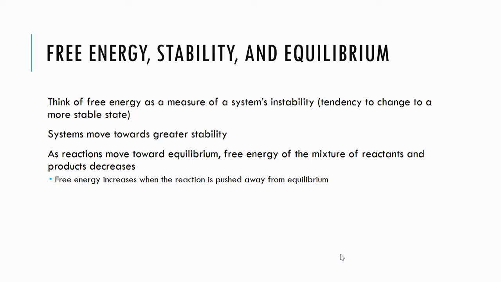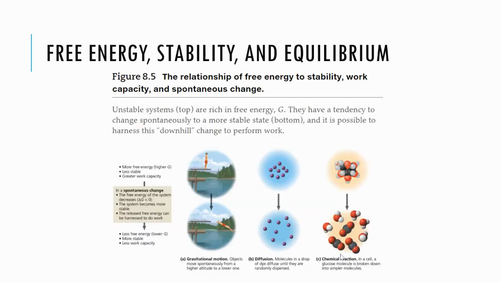Systems will move towards greater stability, and as reactions move towards equilibrium, free energy of the mixture of reactants and products decreases. So free energy increases when the reaction is pushed away from equilibrium, and it will right itself until it is in equilibrium again. Because all reactions have a forward and reverse, and they will go whichever way needs to maintain equilibrium.